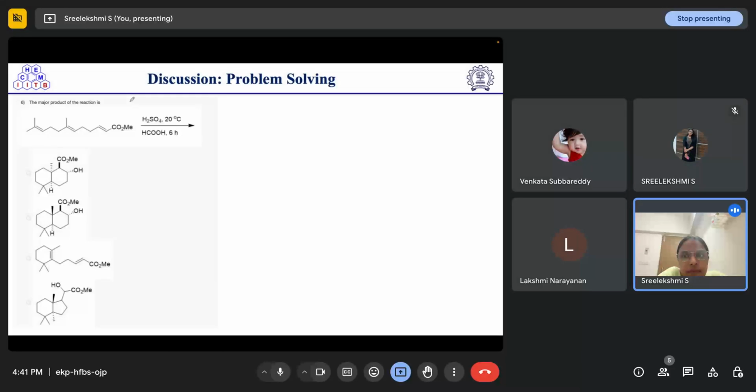What is the other possibility here? A double bond. The proton will first go to a double bond. So which double bond? There are three double bonds. The first one. The first double bond will go and take up a proton. That will create a tertiary carbocation at the center. Then what will happen?